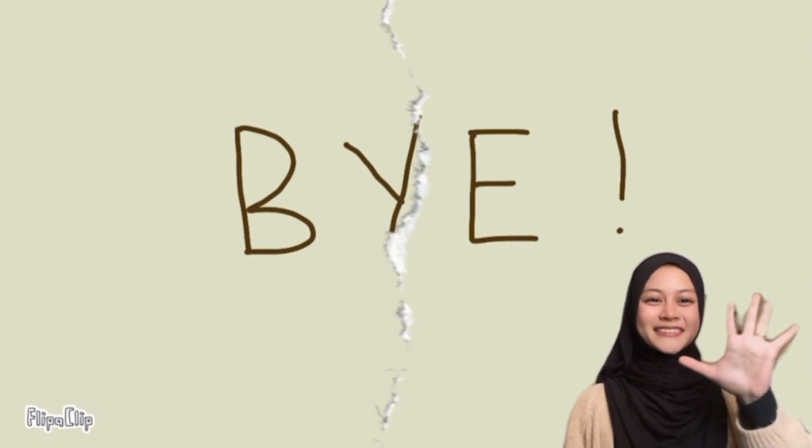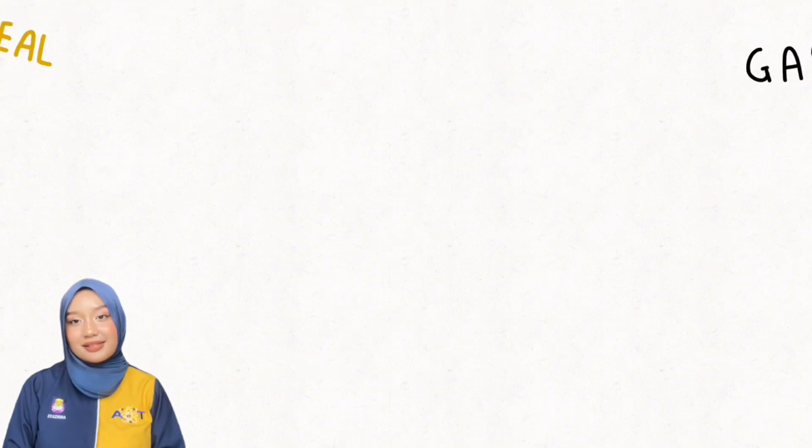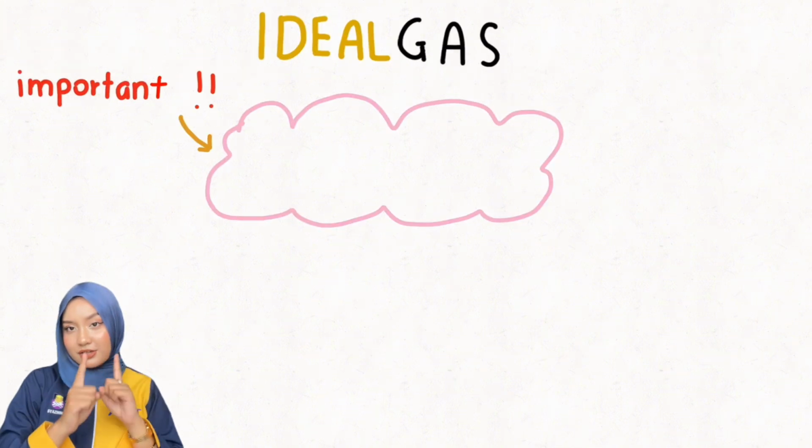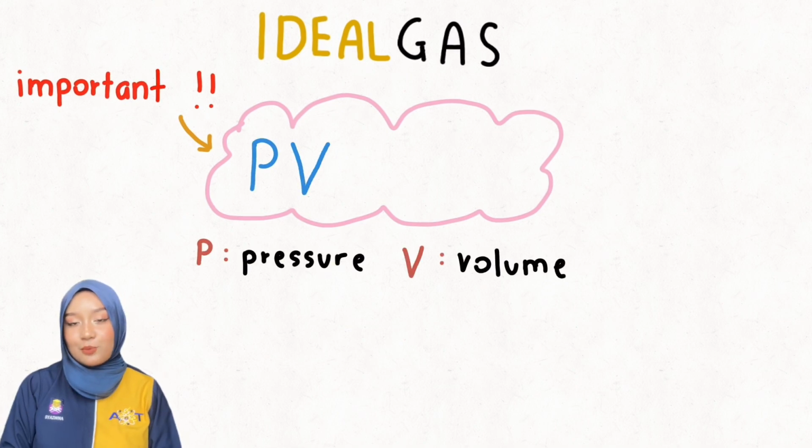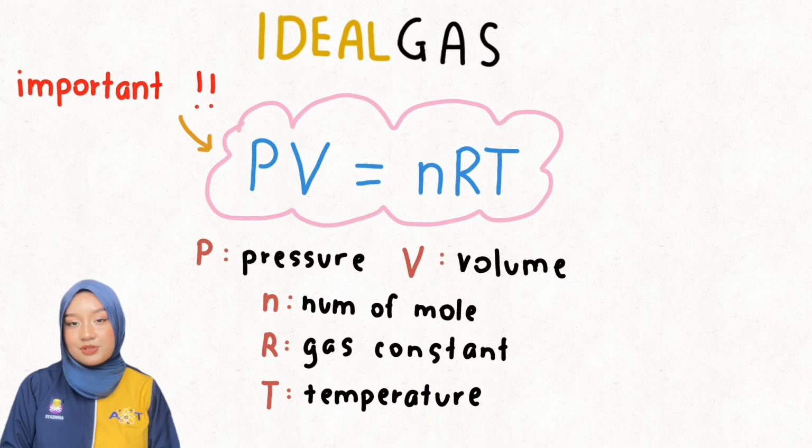That's all. Bye-bye. Okay, let's move on to something that's a little bit more complicated. Ideal gas. This is the formula that you must remember. Pressure times volume equals number of moles times gas constant times temperature.